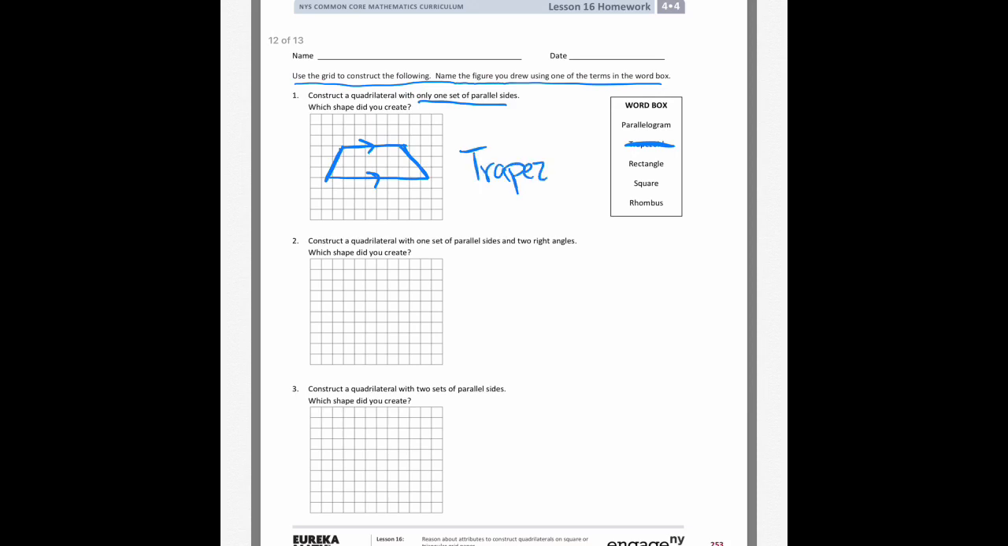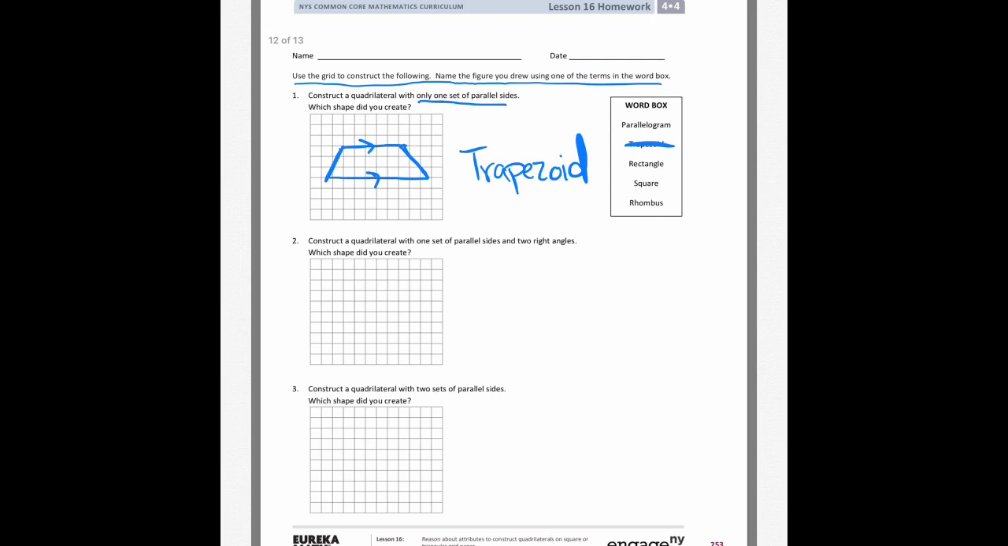All right, number 2 says construct a quadrilateral, again 4 sides, with one set of parallel sides and 2 right angles. Now it doesn't say only one set of parallel sides. It just says one set. And when we've already used trapezoid, I can't use it again. And it doesn't say only 2 right angles, it just says 2 right angles. So I could interpret that in a lot of different ways.